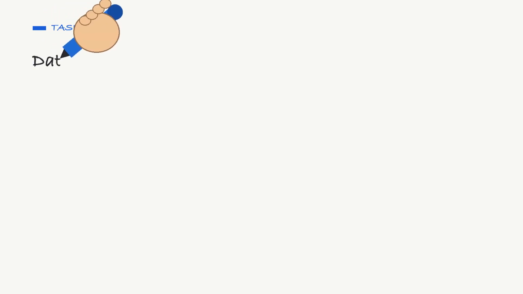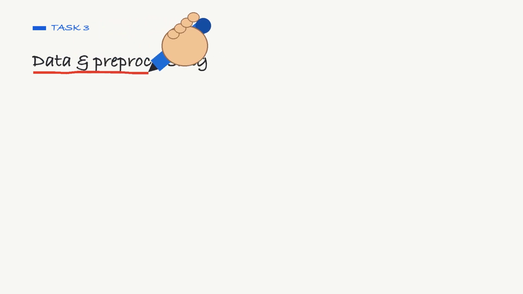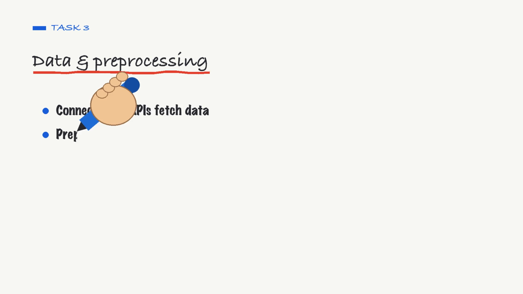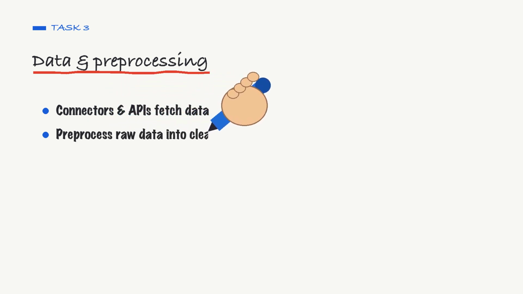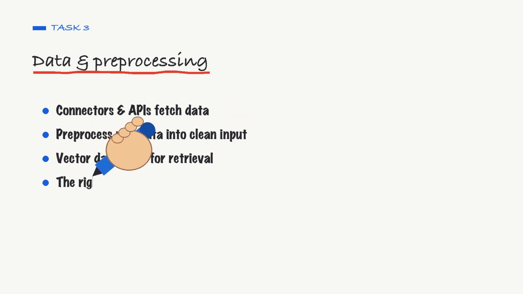Third, data. The orchestrator pulls information from your sources using connectors or APIs, then pre-processes it, turning raw, messy data into a clean format the model can actually use. The larger the dataset, the more this matters. Vector databases store it, so the model retrieves exactly the context it needs.